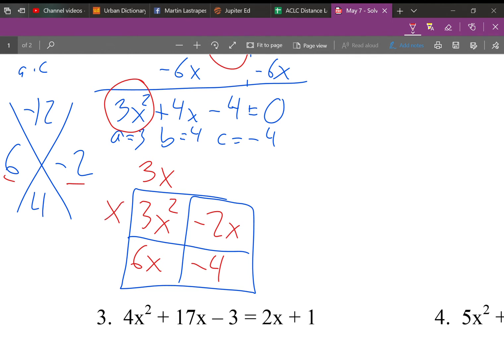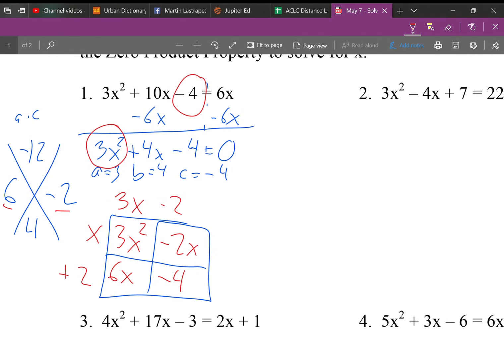And let's just finish off our sides. 3x times what is 6x? 3x times positive 2. X times what is negative 2x? Well, negative 2. So in my factored form, and I'm going to write this on the side to give me a little bit more room, I end up with x plus 2 from the side and 3x minus 2 from the top. And that is now equal to 0, which is what I wanted.